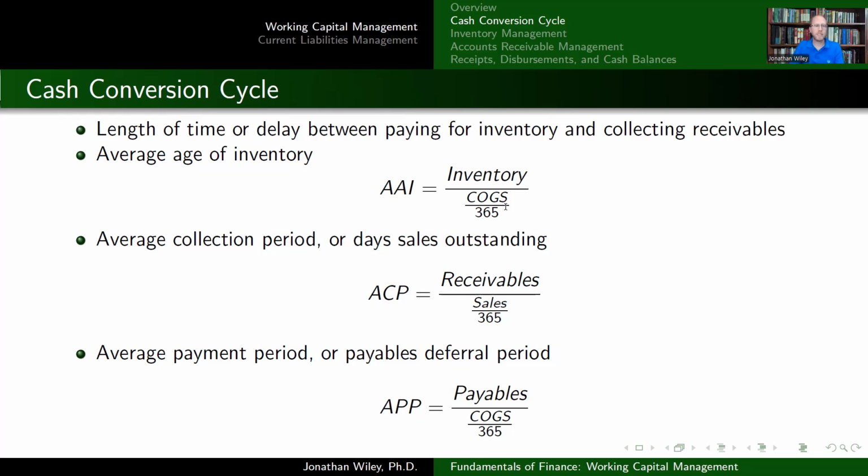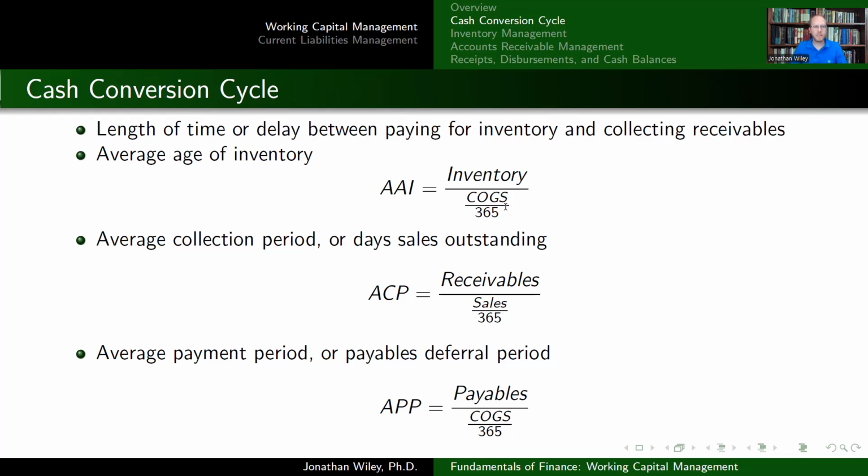To find that, we take our sales per day, which is how much on average I'm selling per day, and I take my receivables and divide it by that sales per day. What that's telling me is how many days' worth of sales I have sitting in receivables. Let's suppose I had $100 million of receivables and $10 million of sales per day, really crazy high numbers, right? Then I would take 100 divided by 10, and my average collection period would be 10. That would mean that on average, it's taking me 10 days to collect relative to my sales.